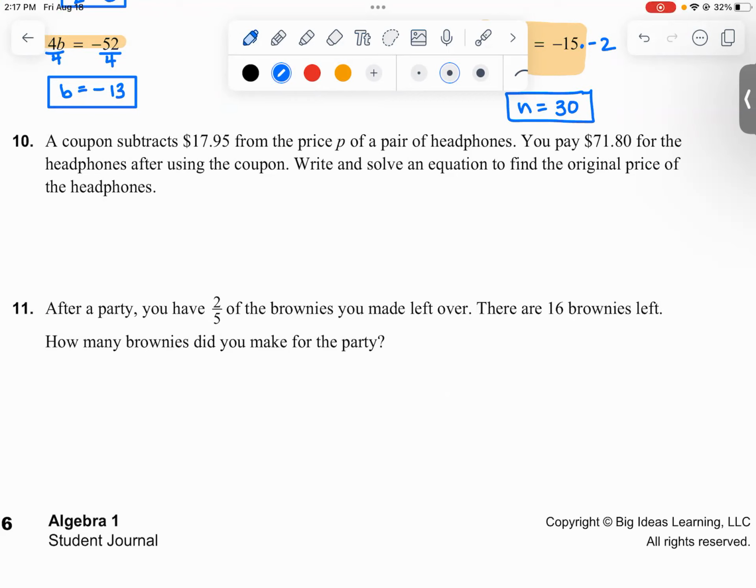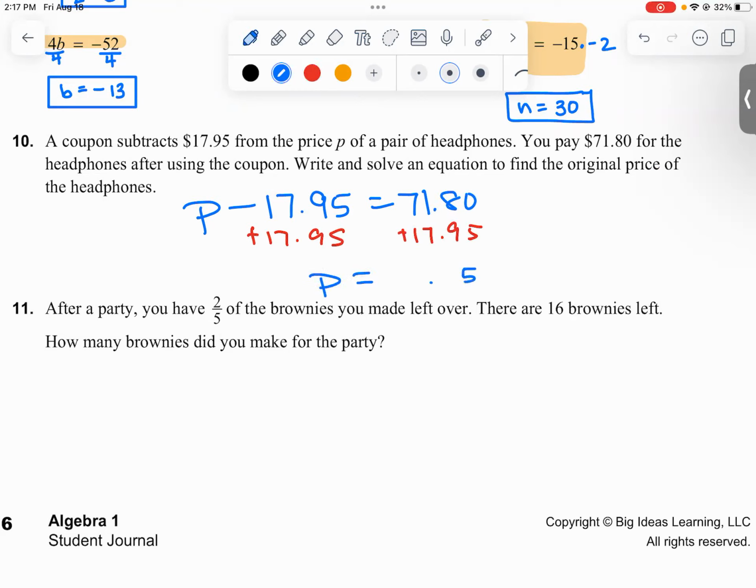How would we write that equation? Henry? 17.95 plus. Oh, interesting. That's one way. What's another way? P minus 17.95 equals 71.80. So then when we solve this, we would add those together, which is what Henry said. And we get 89.75. Is that right? Yes.